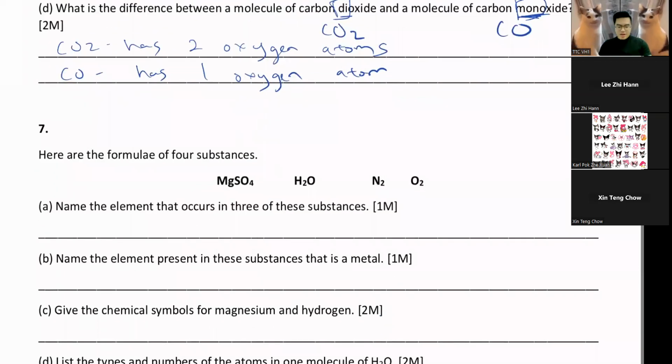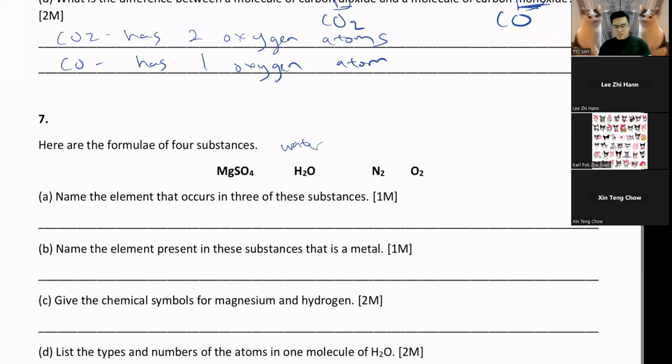Right, next, number 7. Here are the formulae of 4 substances. These 3 I think you know lah. This is water. This is nitrogen, the nitrogen molecule, the one in air, 78%. This is oxygen molecule, also the one in air. This is what we call magnesium sulfate. SO4 is sulfate, and magnesium is Mg.